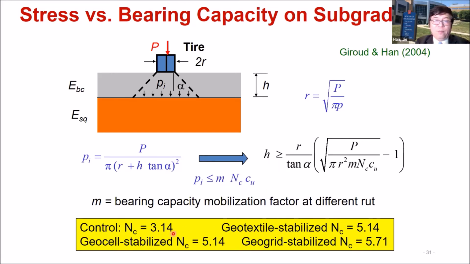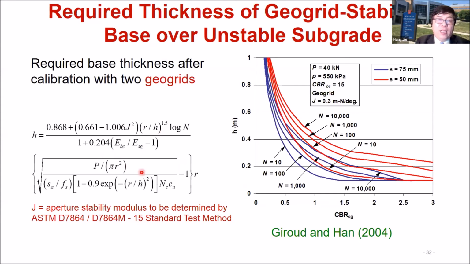For different products, you have different bearing capacity factors. For control it is 3.14, geotextile 5.14, geocell 5.14, for geogrid 5.71, because geogrid provides rough interaction. We calibrated this formula to get an equation that involves one parameter called J, basically the aperture stability modulus for geogrid. There's an ASTM standard to determine this J. The J is basically the torsional rigidity of the nodes of the geogrid.